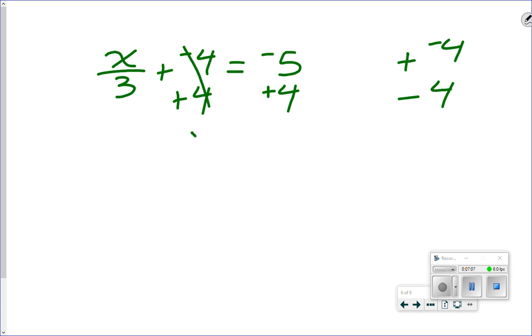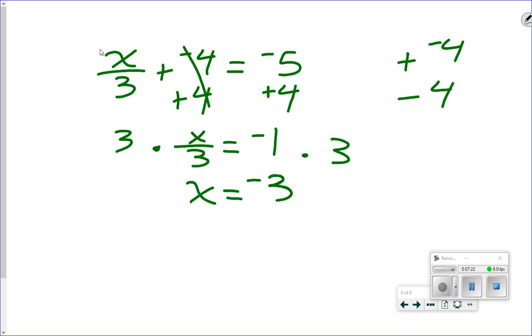So these will cancel out. I have x over 3. Negative 5 plus 4 is negative 1. And then I have a division step, so I undo it with multiplication. I multiply both sides by 3. And my answer is negative 1 times 3, x equals negative 3.